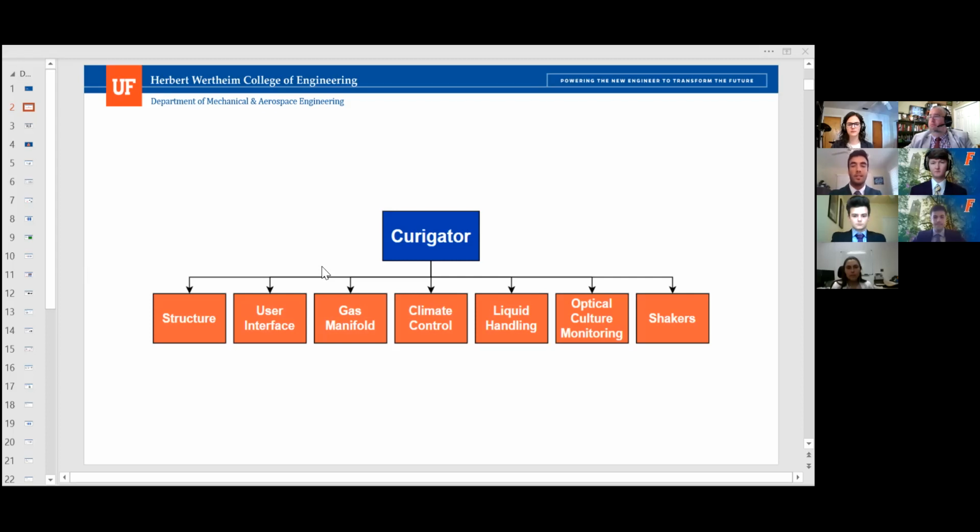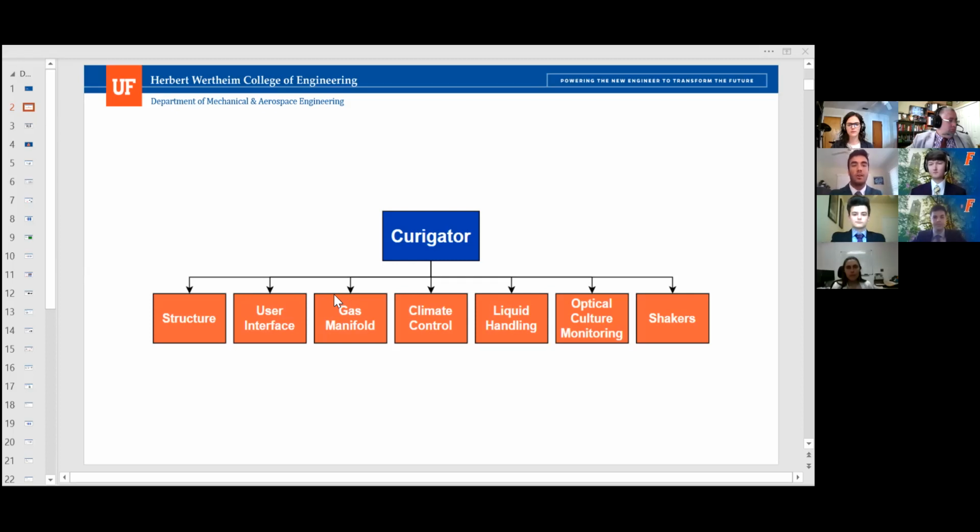The user interface is going to allow the user to control the interior of the system and indicate the conditions of our Curigator interior from the outside. Our climate control subsystem is going to evenly heat and cool our entire interior through copper tubing, which will be explained later. And then our liquid handling is going to use disposable pipettes to inject and extract liquids as needed while preventing cross-contamination through individual well plates.